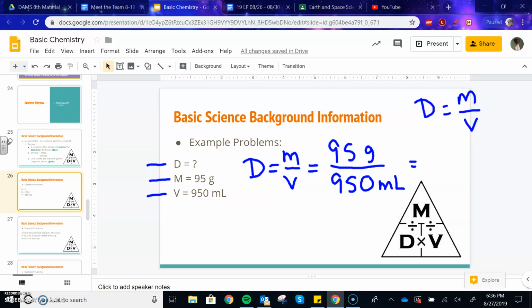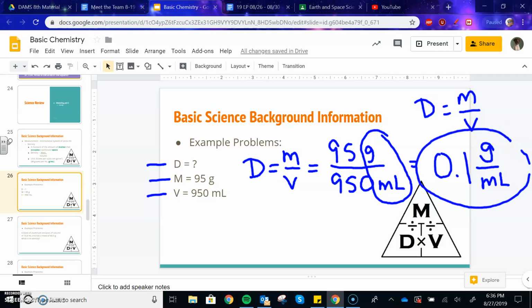So when you type this into a calculator, what comes up is 0.1. You keep these units exactly as they are. It's g over mL. So that's your final answer. For this first answer, your density is 0.1 grams per milliliter. That's it. Nothing that difficult. I think that's pretty easy.